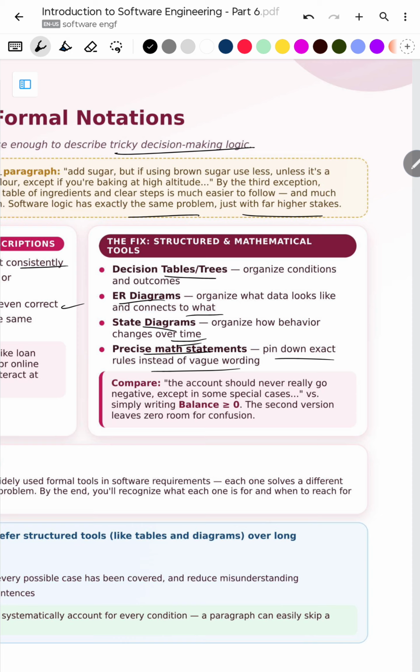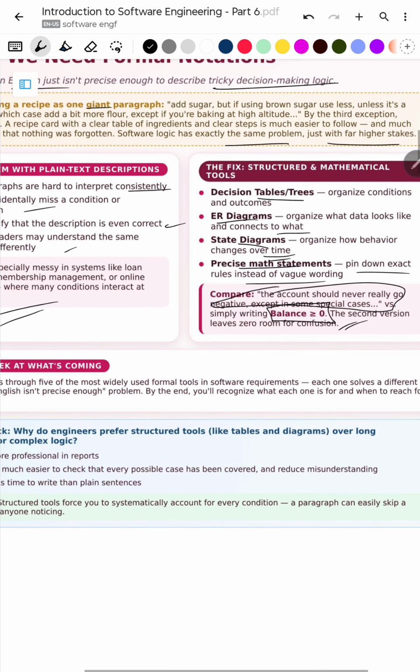Compare "the account should never really go negative except in special cases" versus simply writing balance is greater than or equal to 0. The second version leaves zero room for confusion. Balance greater than or equal to 0 means balance can be 0 but can never be negative. It clearly says it instead of all this long sentence. This is a very small example. When we're talking about software projects, there are obviously much bigger paragraphs and sentences you're going to deal with. So that's why this is a better way to express the idea.